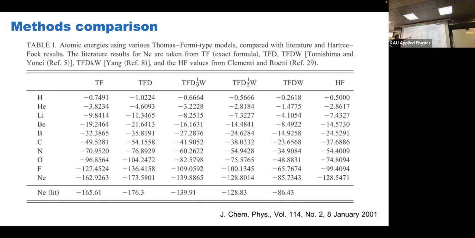We can see that all these methods are rather different. Minus 0.7, minus 0.5. It's a huge difference. 50% difference. Helium, minus 3.8 energy, electron volts, minus 2.8. So we have a huge difference between these methods. Okay, you see the problem. We have a lot of methods and we don't know which is correct.